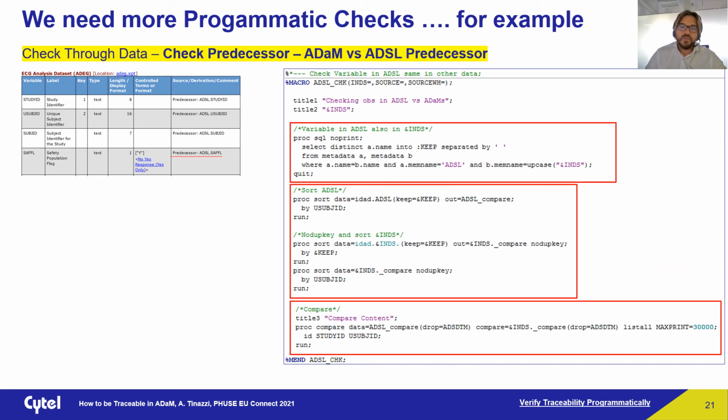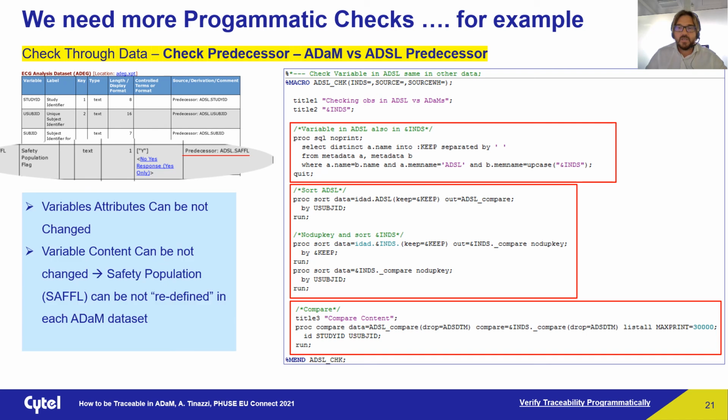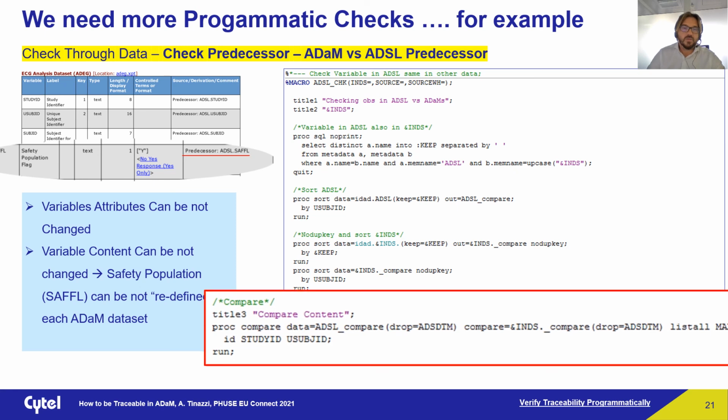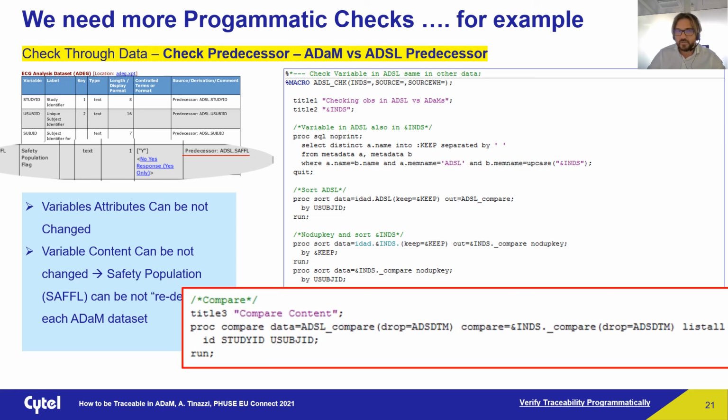Another example of traceability we could easily check programmatically is when variables from ADSL are copied onto other ADaM datasets. Again, the same we discussed before for the SDTM predecessor should be guaranteed here within ADaM datasets, and this is just a simple macro, a simple code snippet, that could help to verify that the variables copied from ADSL to other ADaM datasets have not changed value.